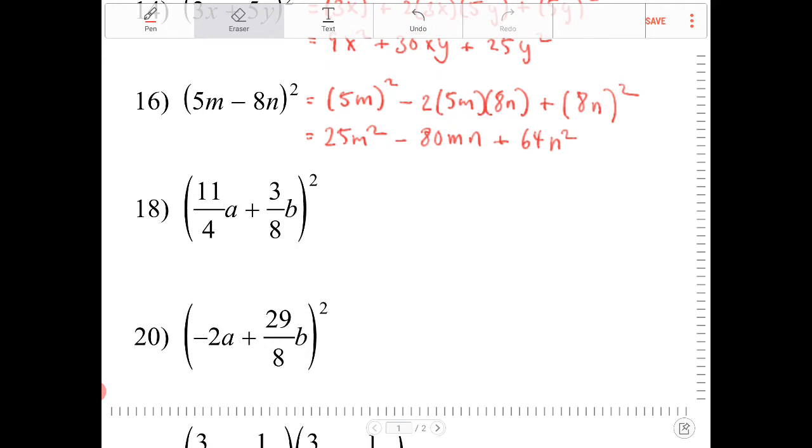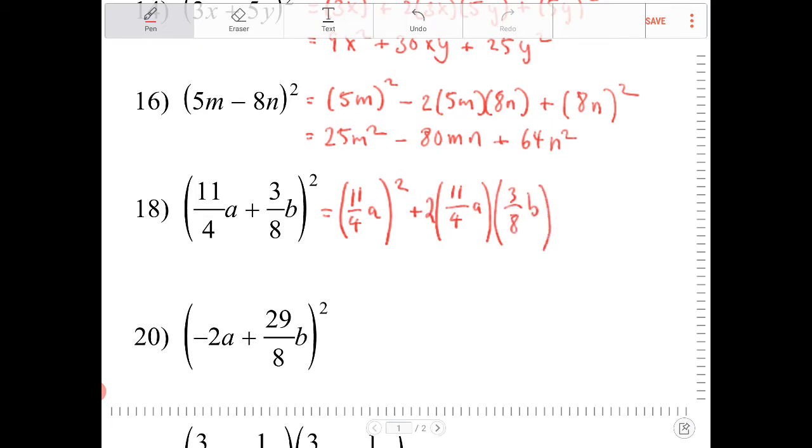Let's take a look at number 18. For number 18, I noticed that I have a sum. So immediately it's going to take the form of a squared plus 2ab plus b squared. So what exactly is this? It's going to be (11/4 a) quantity squared plus 11/4 times a times 3/8 times b, and I forgot to multiply by 2 on the outside, plus the last term there, (3/8 b) quantity squared.